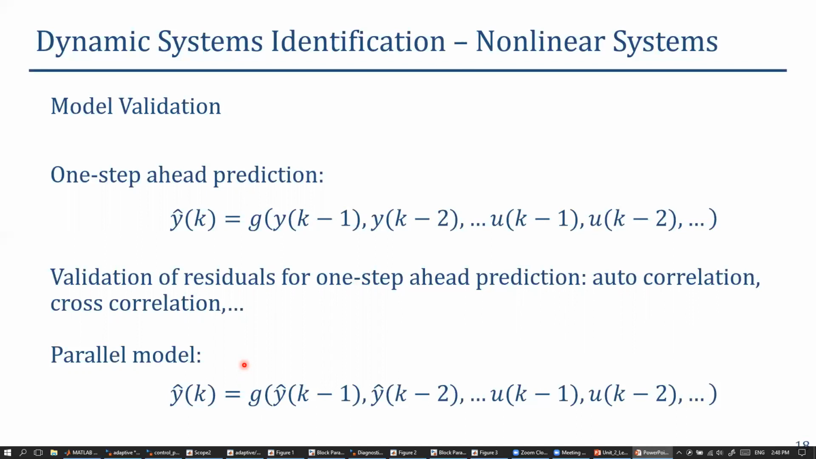If the residuals are not white, that means there is something left in the data which has not been modeled. So the model structure, or the model complexity, is not high enough. And of course, the parallel model is the one that really tells us how good the model is.